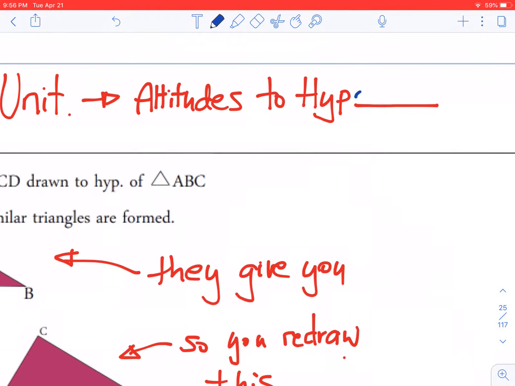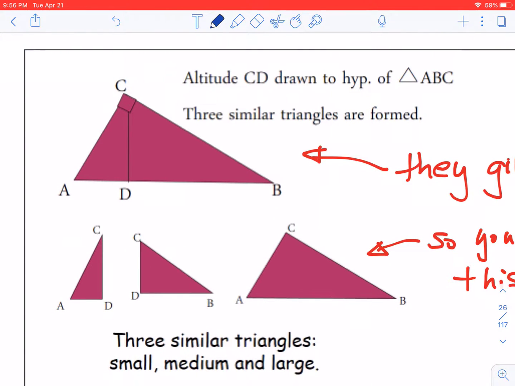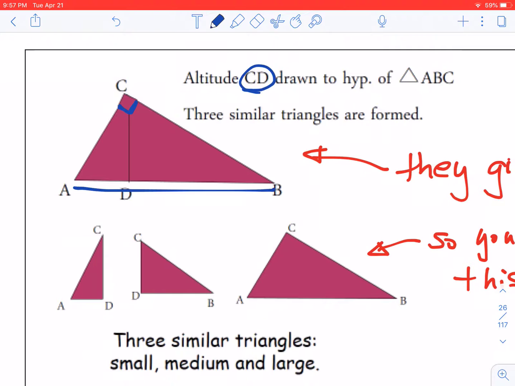Altitudes to the hypotenuse. That's a phrase that for a lot of people doesn't make sense. Hopefully, as I explain this first problem, you'll see the altitude and why we call it the altitude to the hypotenuse. So here we have a right triangle. Notice there's my right angle, ABC, and CD is an altitude that's drawn to the hypotenuse of ABC. So here is the hypotenuse, and there is the altitude that's drawn to it.